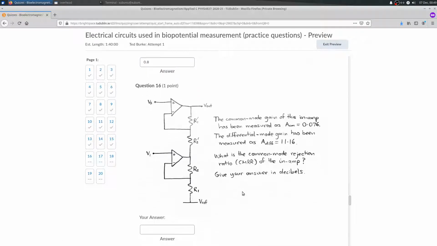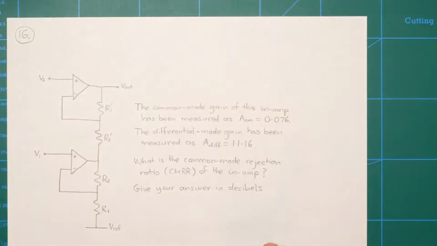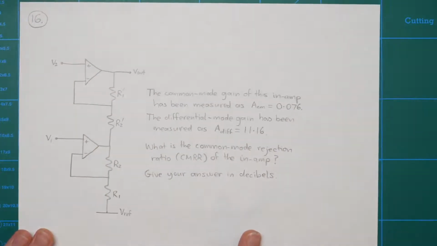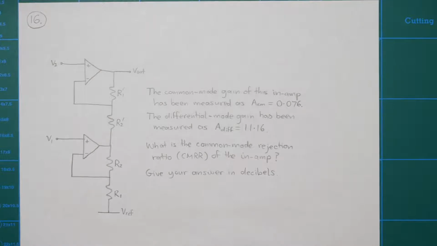Okay, question 16. Now in question 16 we're looking at a slightly more realistic circuit in some ways, in that it's acknowledged here that the resistors may not be perfectly matched. So you can see that the values have been written into the circuit as R1 and R1 prime, and then R2 and R2 prime. They're probably supposed to be exactly equal, but of course they never end up being perfectly equal in a real circuit.